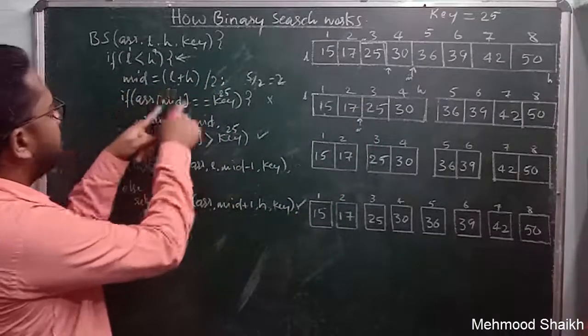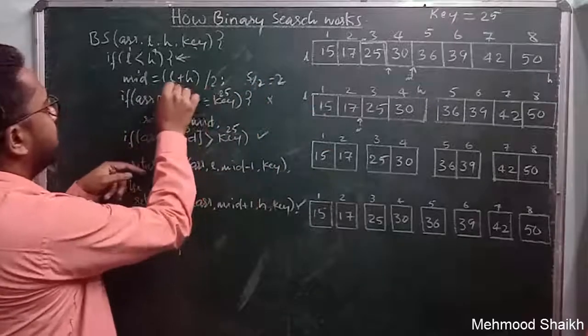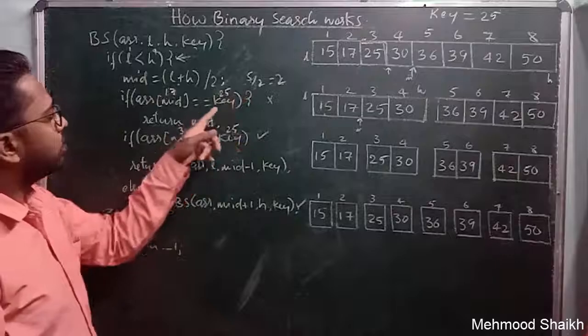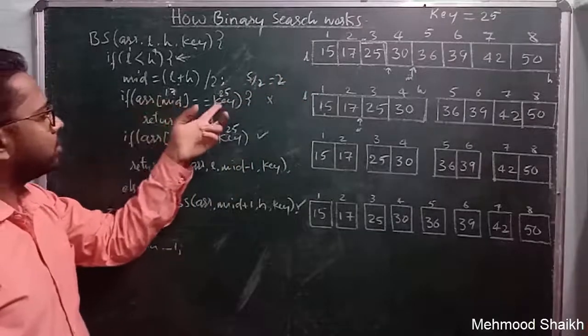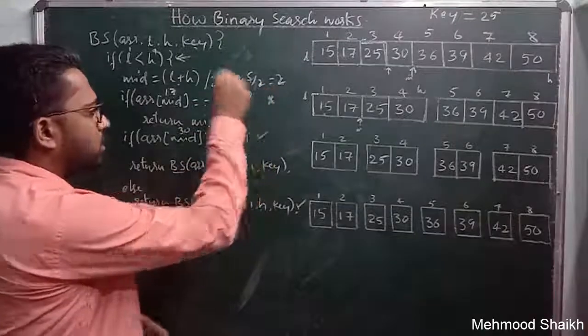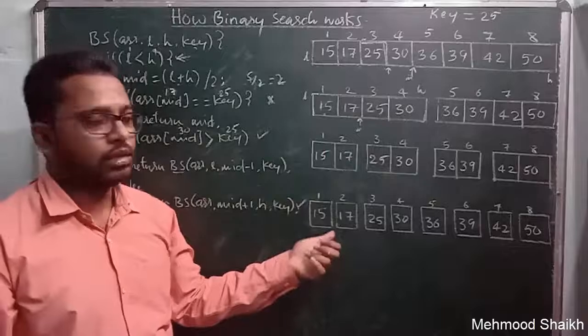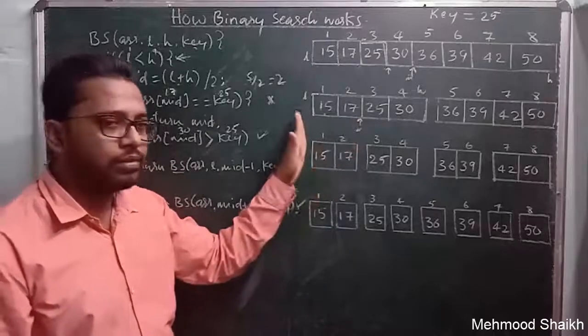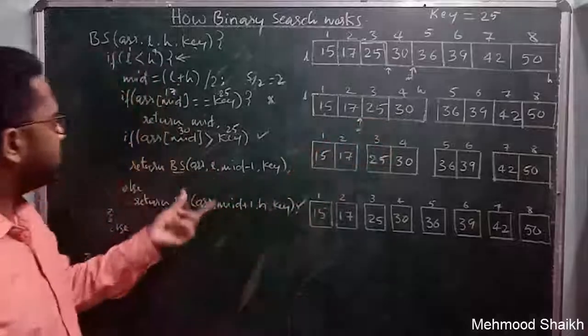If array of mid, which is array of 2, is 17, is it equal to the key element, which is 25? 17 is equal to 25, which is false. That means the key element is not equal to the mid element. Then it has to be either on the left side of the middle element or on the right side of the middle element. So now we need to check that out.